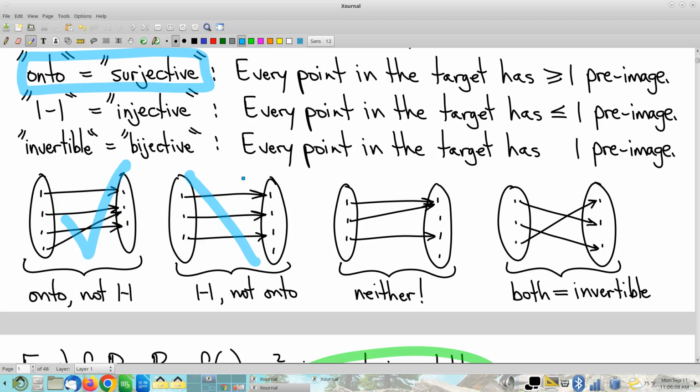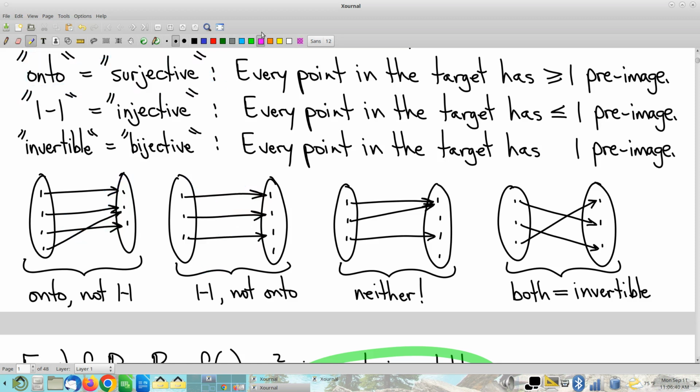This function does not. Because while some of the points have at least one pre-image, this sad little fellow over here does not. Nobody's visiting this guy. So you see this bottom point here, it's not the image of anything. It has zero pre-images, which is not at least one. Everybody okay? Seems a weird thing to want to talk about. Ends up being important.